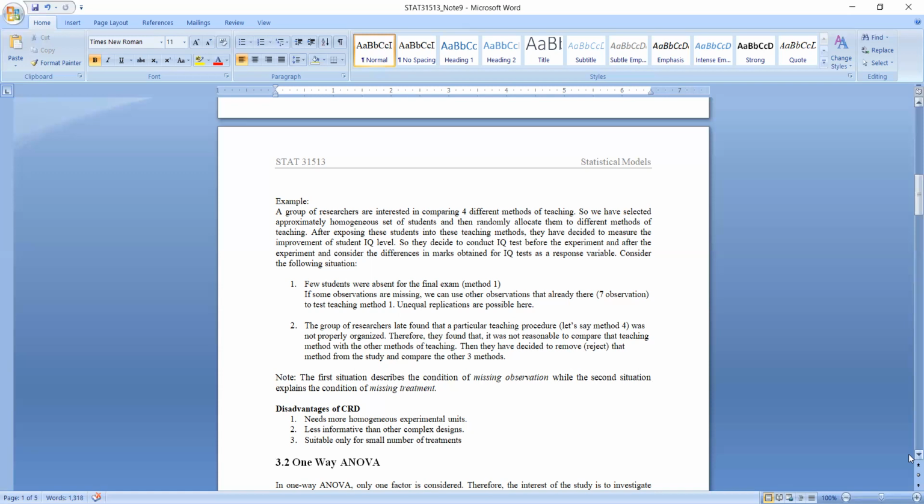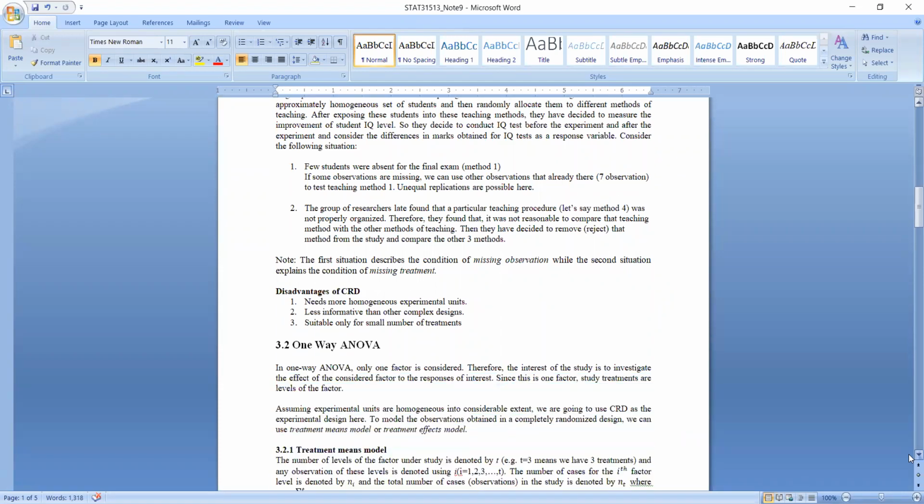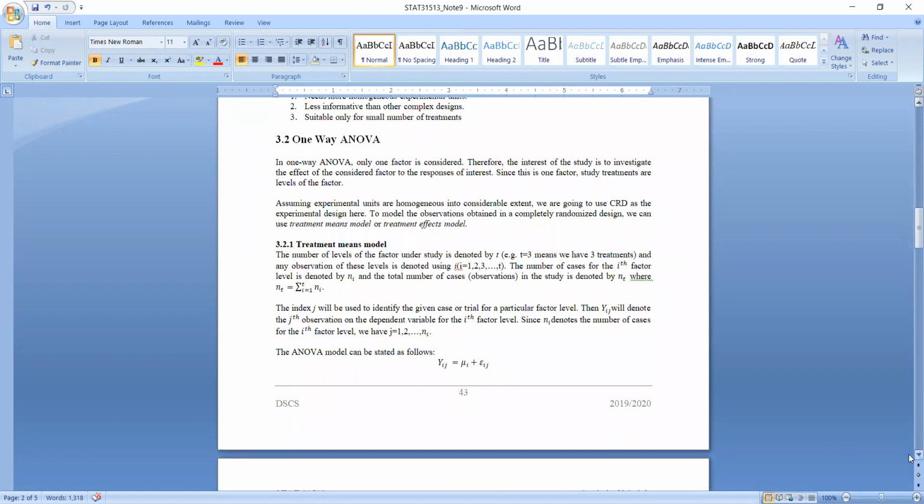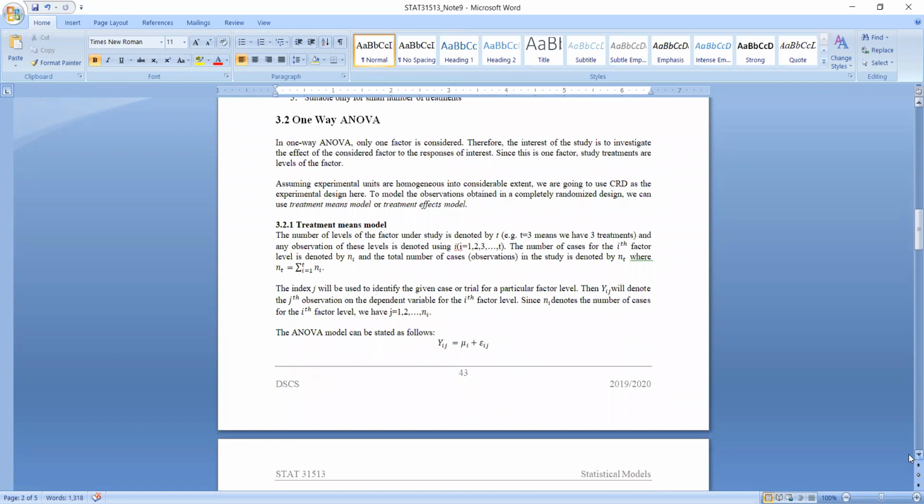So the next thing we are going to talk about is the analysis part of this completely randomized design. We are going to use one-way ANOVA to do the calculations. Before talking about one-way ANOVA, do you understand this completely randomized design, or do you have any questions regarding that?